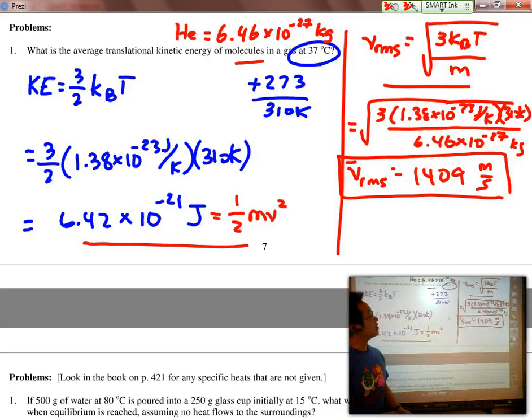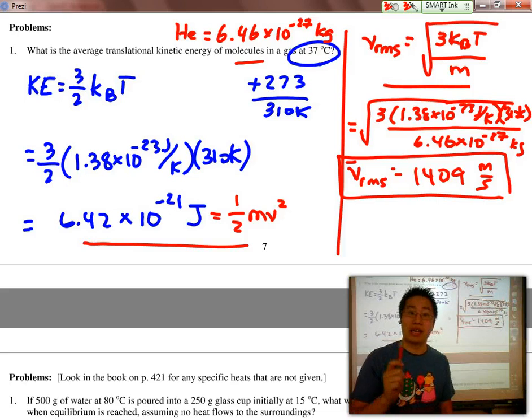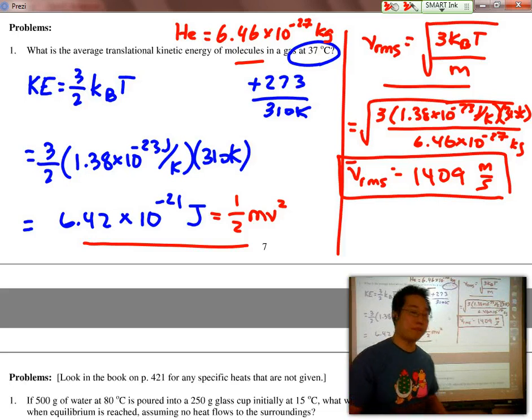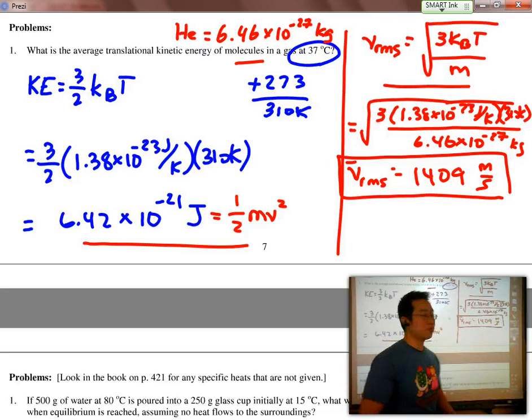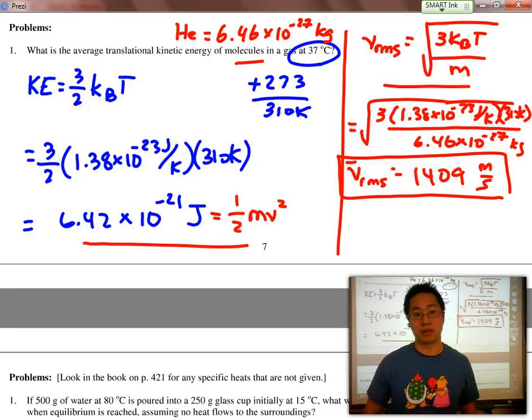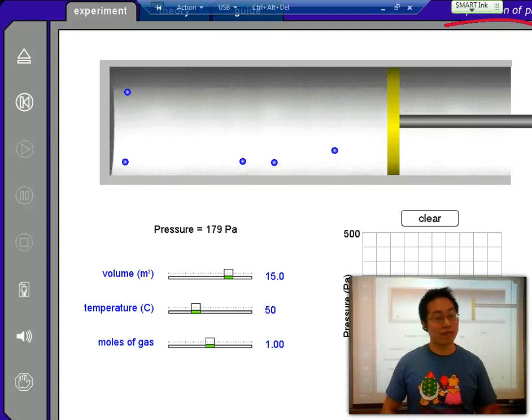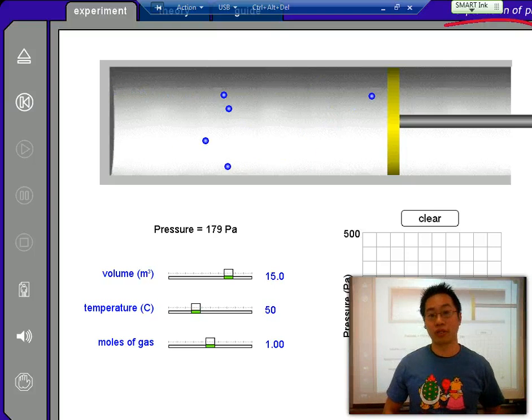So that means at just a little bit above room temperature, a helium gas molecule, on average, is zipping around at 1,400 meters per second, which is about 3,000 miles per hour. Now, the thing is, even though helium is going on average 3,000 miles per hour or 1,400 meters per second, are all the gas molecules actually going at that speed?